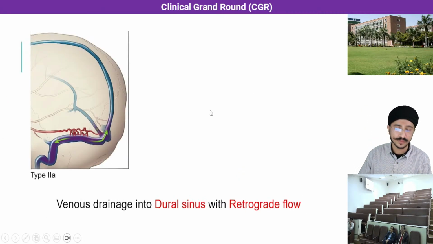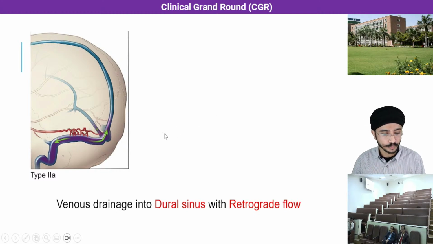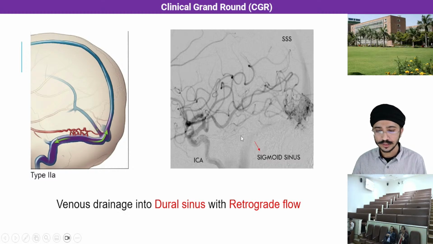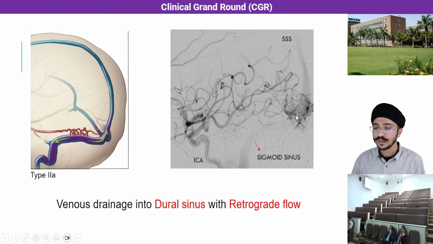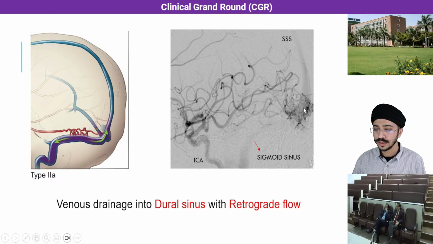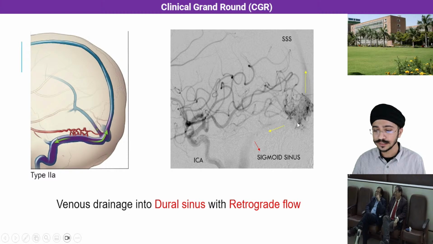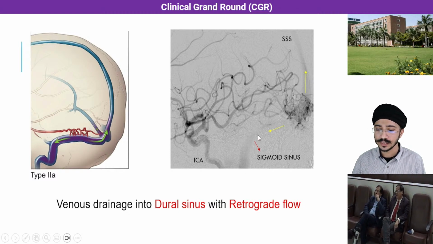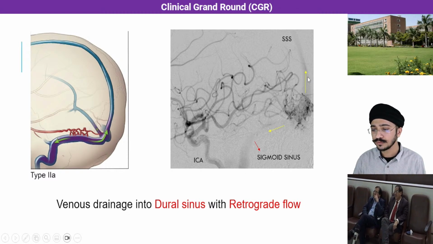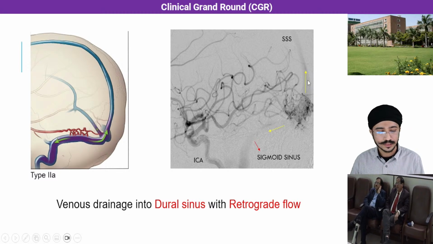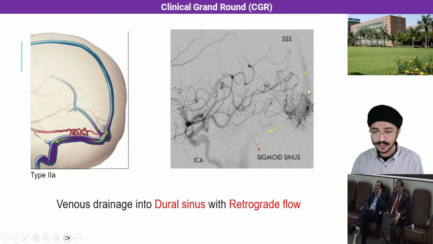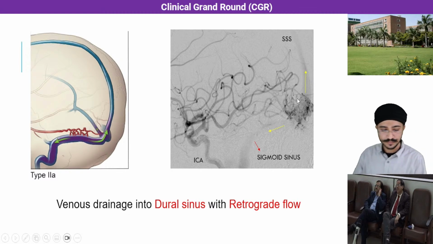Coming on to type 2, it's further divided into type 2A and type 2B. In type 2A, there is drainage into the dural sinus, but now there is retrograde flow into the sinus. This is a radiological correlate of the same. This is an example of a torcular fistula. We can see that there is opacification of both the superior sagittal sinus as well as the sigmoid sinus, and so there is a retrograde flow into the superior sagittal sinus, thus classifying it as a type 2A dural AV fistula, Cognard type.